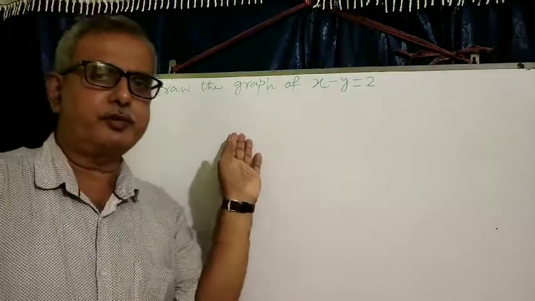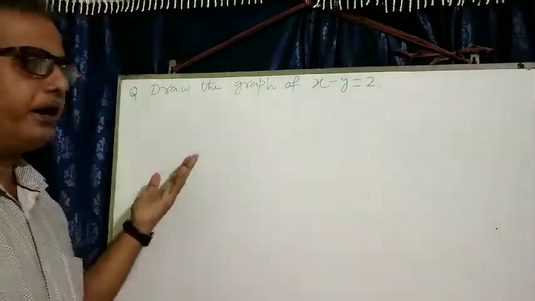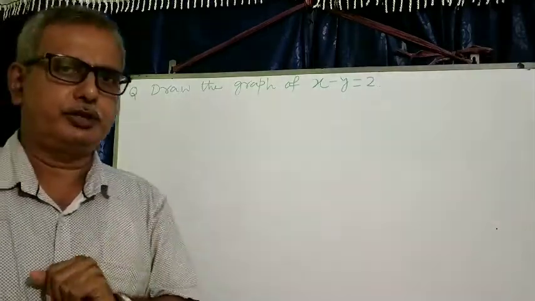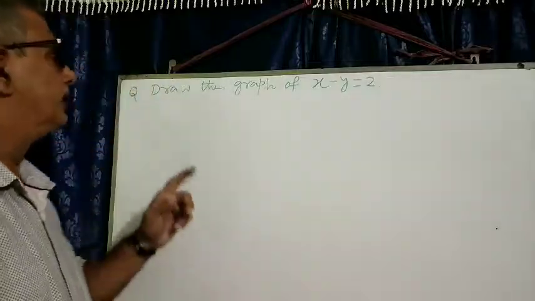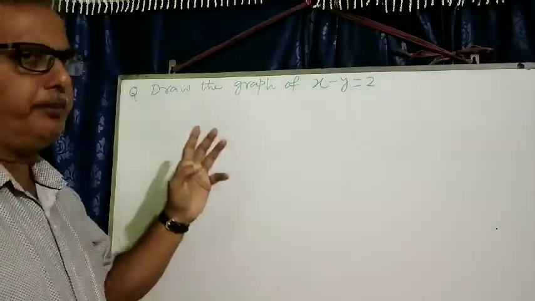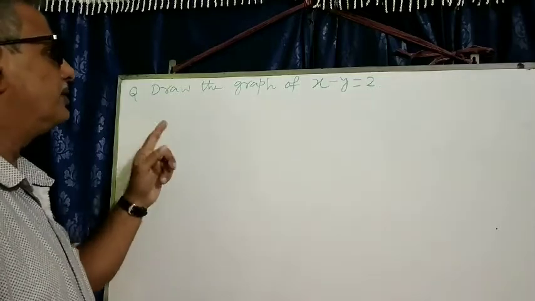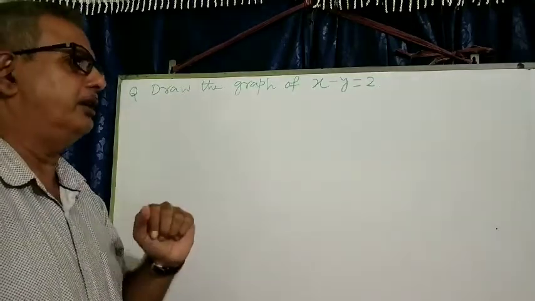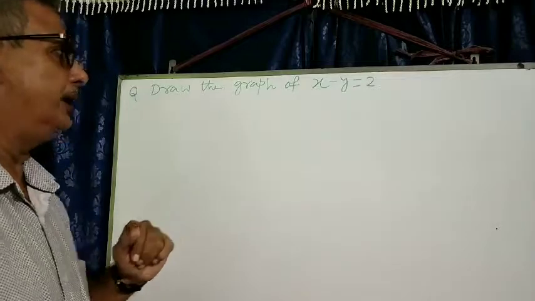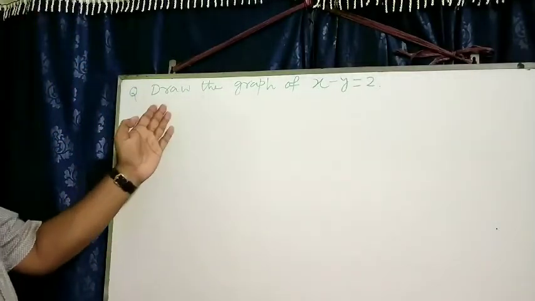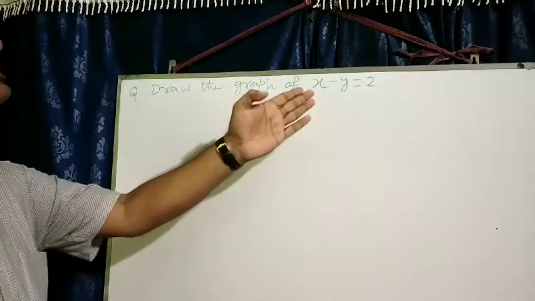My dear students of class 9, I have already started this chapter, linear equation in two variables. I have already given 3 videos. Now this will be the 4th video, I think. It will be called P4 like that. Here the question is given like that: draw the graph of x minus y is equal to 2.